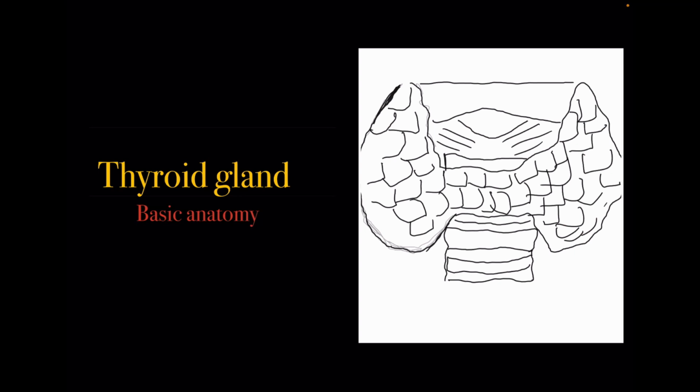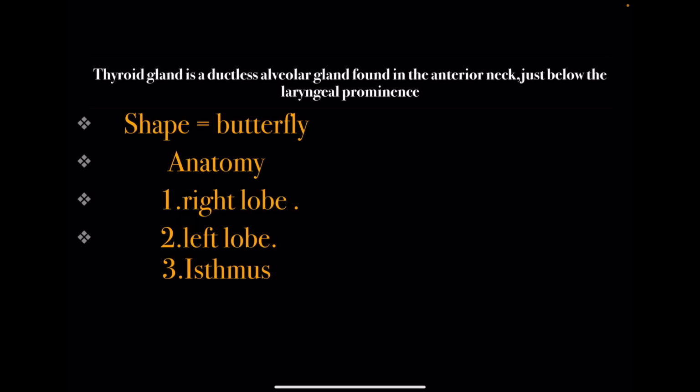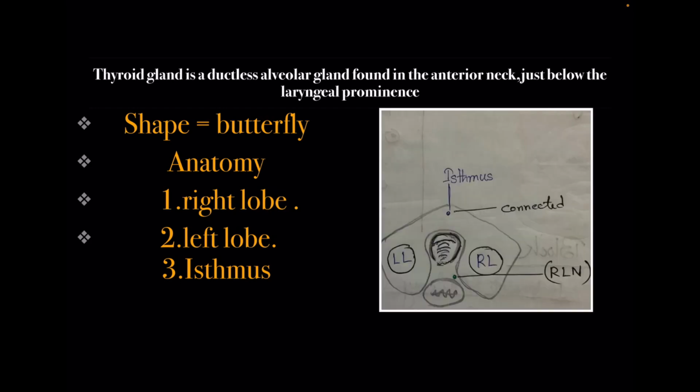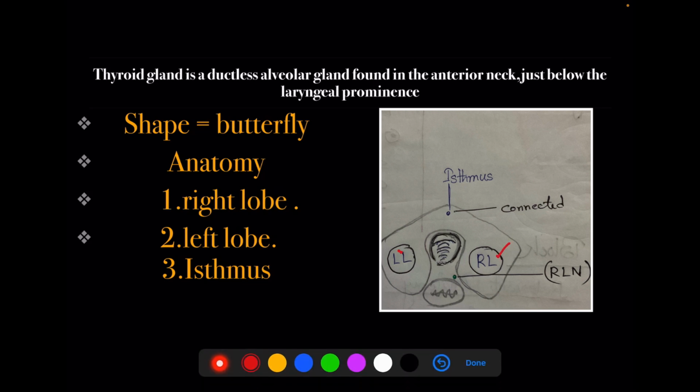First, you have to understand some basic anatomy of the thyroid gland. The thyroid gland is made up of two lobes. We see the right lobe, and next we have the left lobe. And last, both lobes are connected by the isthmus. See here, this one is the right lobe, this one is the left lobe, and both lobes are connected by the isthmus. The thyroid gland looks like a butterfly shape. Just remember this one.